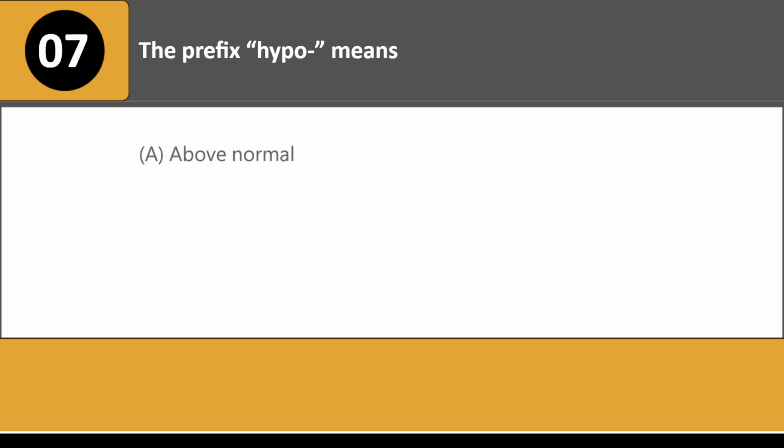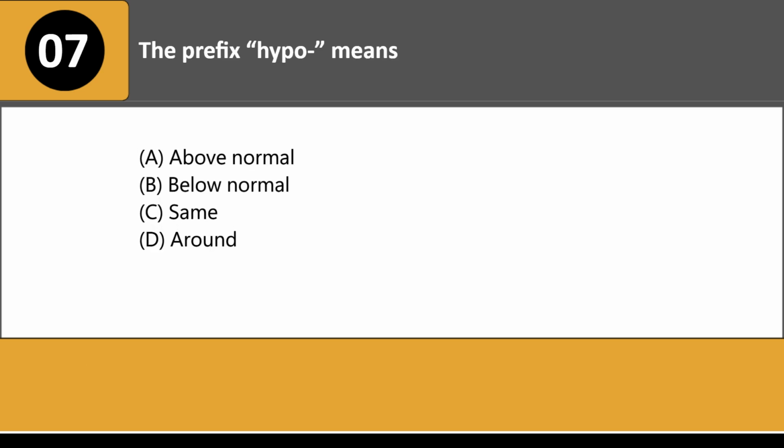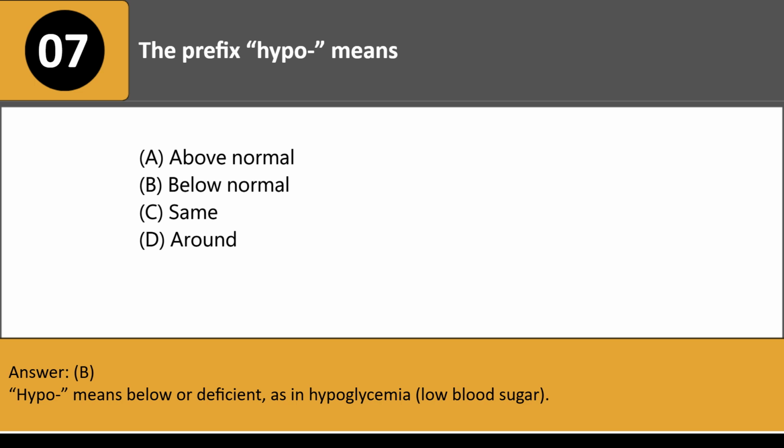The prefix hypo- means A. Above normal, B. Below normal, C. Same, D. Around. Answer B. Hypo- means below or deficient, as in hypoglycemia, low blood sugar.